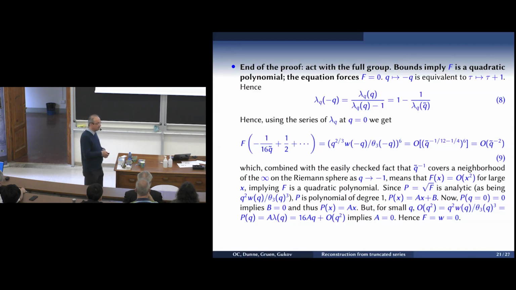So that's the gist of it, and as you see, it does employ the growth condition, and it does employ the modular transformations.